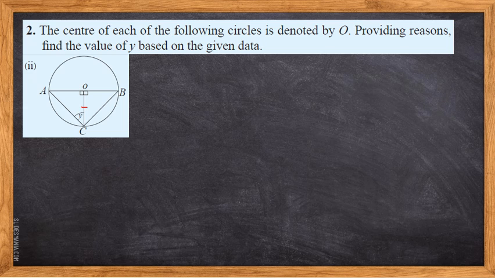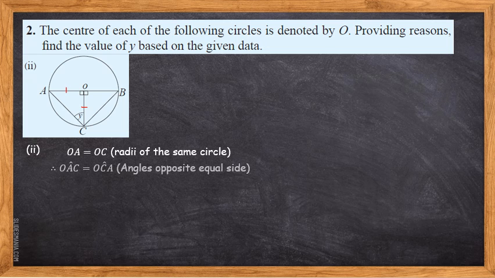Here OC and AO are both radii of the same circle. Again, you can use isosceles triangles and write down the value of this CAO angle. OA and OC are radii of the same circle. If they are radii of the same circle, AOC is an isosceles triangle. Therefore, we can write OAC angle is equal to OCA angle, because they are angles opposite equal sides. Then, since we know that OCA is y, then OAC is also y.